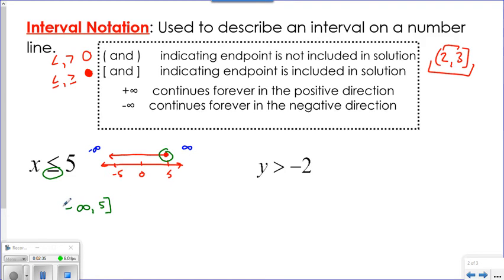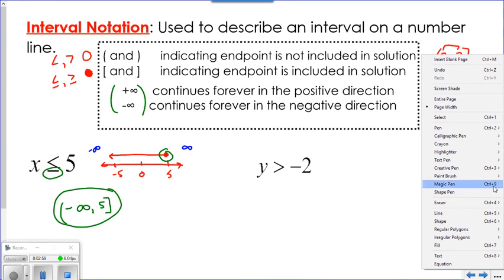Now, infinity itself isn't really a number, it's more a concept that we keep going further and further in that direction, so I can't put a bracket to latch onto that specific value. Instead, we put a parenthesis. Positive or negative infinity always get parentheses around them. We will never put a bracket on there. So the interval for this specific inequality is negative infinity to positive 5.